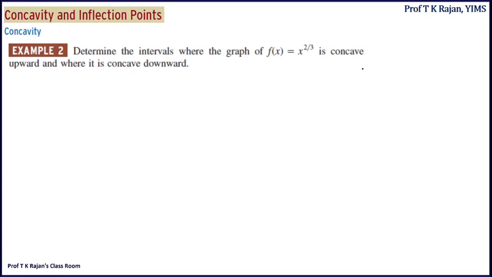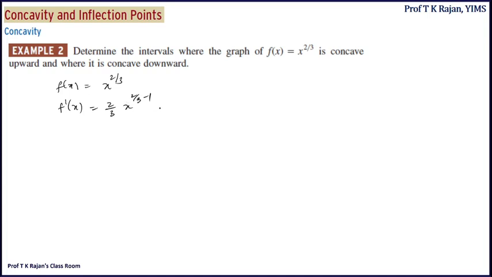Now let us take another problem. Here also we have to determine the intervals where the graph of the function f(x) = x raised to 2/3 is concave upward and concave downward. So the given function f(x) is equal to x raised to 2/3. What is f dash, its first derivative? You can see that it is 2/3 into x raised to 2/3 minus 1. And note that this x raised to 2/3 minus 1 is negative.